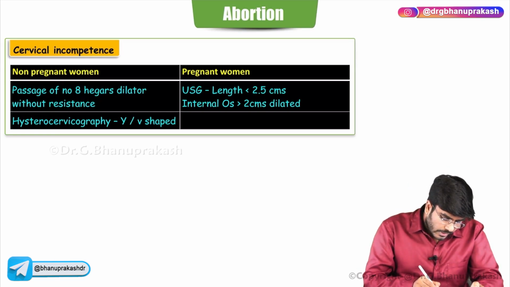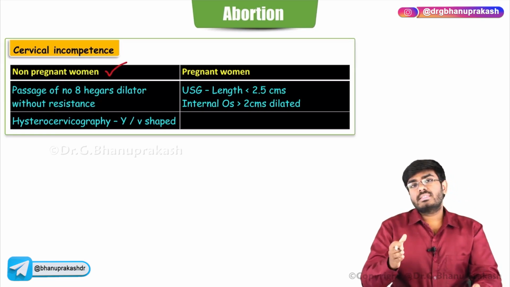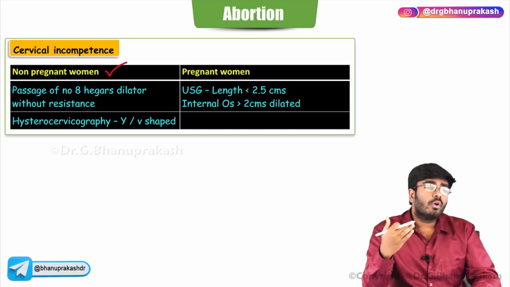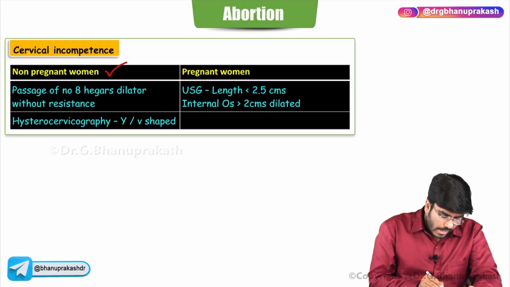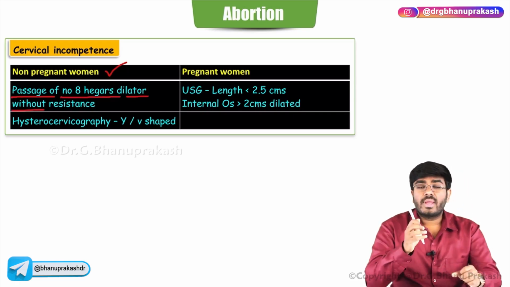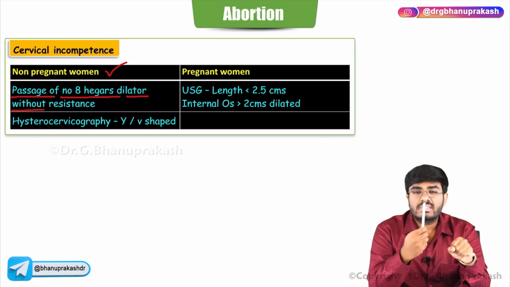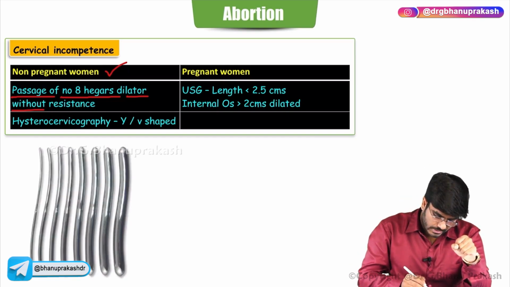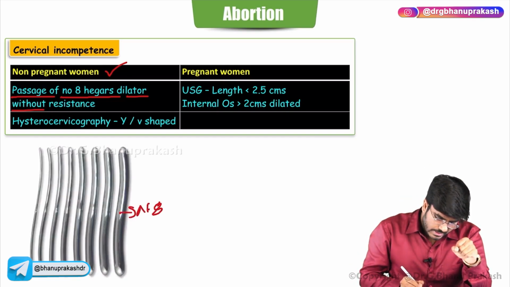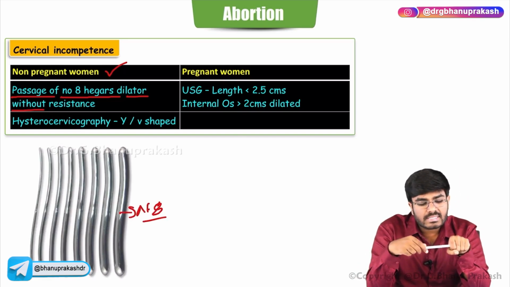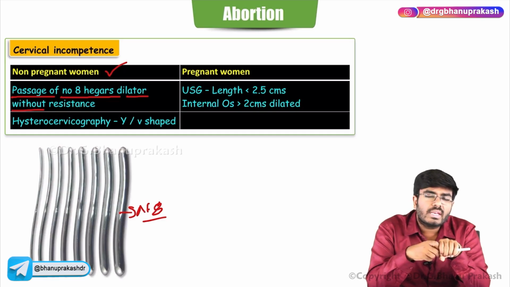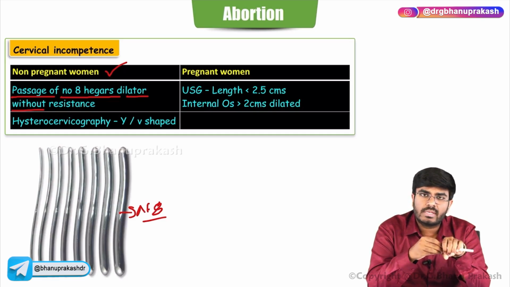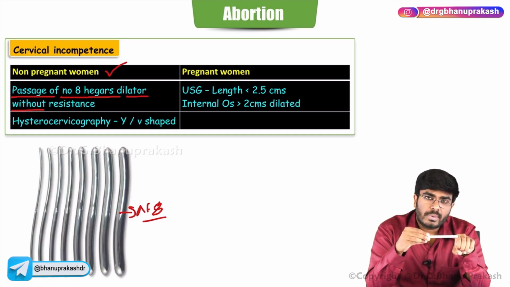In a non-pregnant woman in whom you suspect cervical incompetence, how are you going to make the diagnosis? In a non-pregnant female, I will pass a number 8 Hegar dilator. There is this instrument called the Hegar dilator, you can see it here. If you pass that dilator into the cervix and it passes without any resistance, very smoothly, that means this cervix is an incompetent cervix.